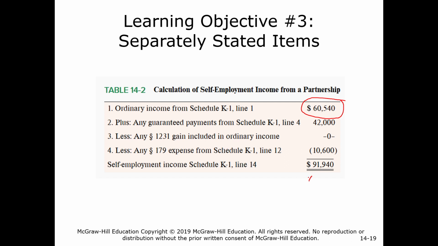If you recall, we take this amount and we multiply it by 92.35%, right? Following the calculation on the Schedule SE. And then after that, we will multiply that by 15.3%, unless, we always have to be looking for the Social Security wage cap and observe that limitation even in this situation.